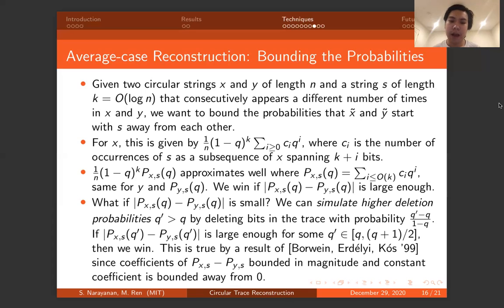And also the constant term of P of xs minus P of ys is bounded away from 0. This is because the constant term is just given by the number of consecutive occurrences of s in x and y. So this is C sub 0. And we assumed in the beginning that they were different. That's how we chose s. So because the coefficients of this polynomial are bounded and the constant term is sufficiently far from 0, it can't be very close to 0 on this entire interval, and that gives us the result.